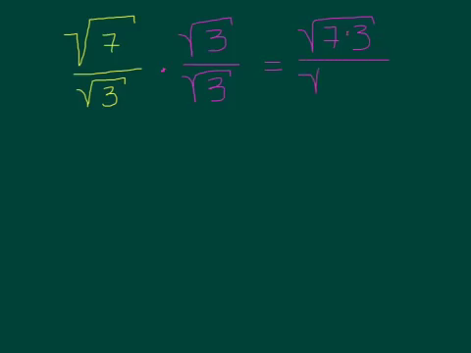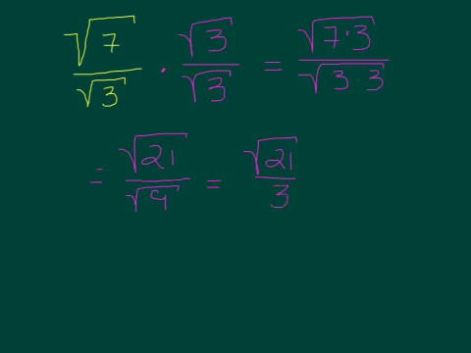And then step 4, we're going to multiply the radicals in the denominator together, so 3 times 3. Okay, so in the numerator, we're going to get square root of 21. And in the denominator, we're going to get square root of 9, which we know we can simplify to just 3. So square root of 21 over 3.